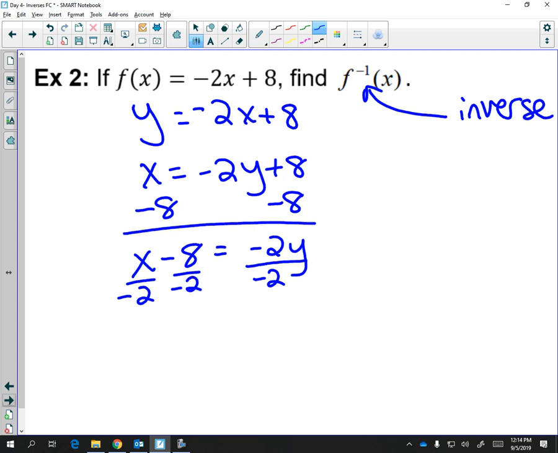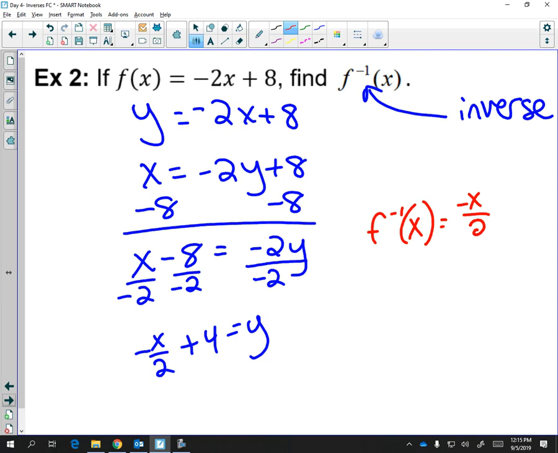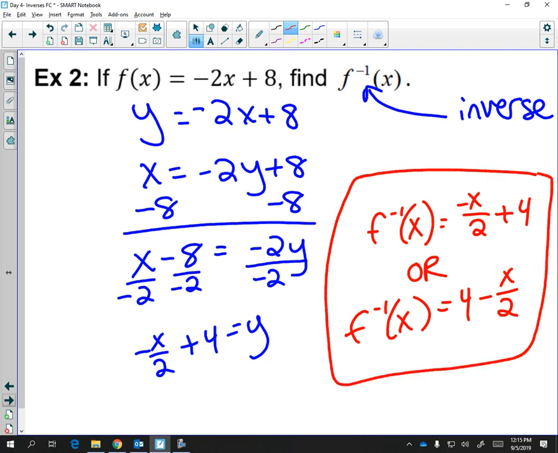Be careful when you're dividing by negative 2. Make sure you actually switch your signs. You get negative x over 2 plus 4 is equal to y. Last step is to write it in terms of function notation. We want to go back. So we're going to have that the inverse is negative x over 2 plus 4. If you wrote instead that the inverse was 4 minus x over 2, either of those would work.